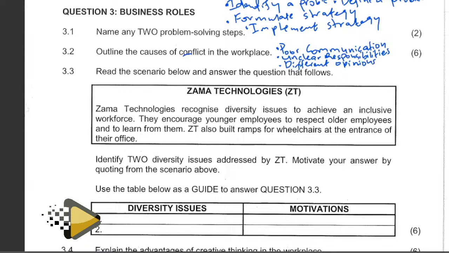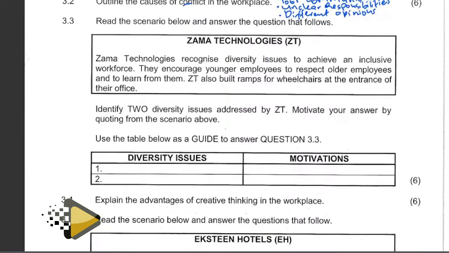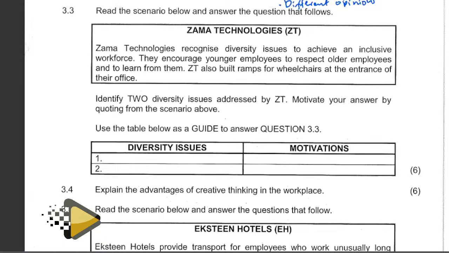Okay, right. So now let's move on to the next question. The next question that we have, 3.3, reads as follows. Read the scenario below and answer the questions that follow. Zama Technologies recognize diversity issues to achieve an inclusive workforce. So now, when you talk of inclusive, it means that no one is being sanctioned. Everyone is welcome. So now they encourage younger employees to respect older employees and to learn from them.